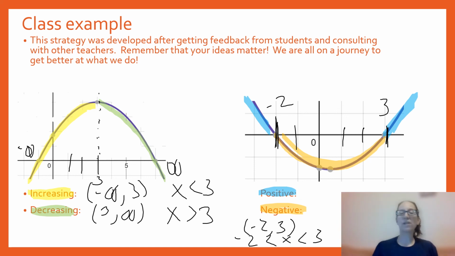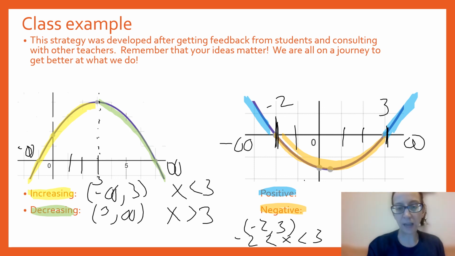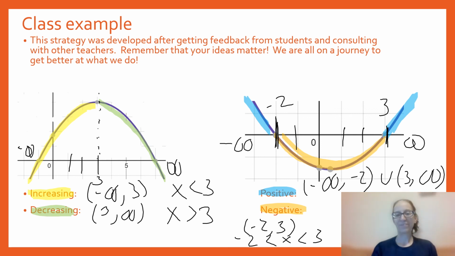Now, the positive is a little bit trickier because you have 2 different chunks for the positive, so you actually need 2 different expressions regardless of which kind of notation you're using. So once again, remember that this is negative infinity out here and you got positive infinity over there. So one of the ways that you could do this is you could say it is positive from negative infinity to -2, and then you need that little u there, and then 3 to infinity. Okay, and that's using the interval notation. The other way you could do this is this.